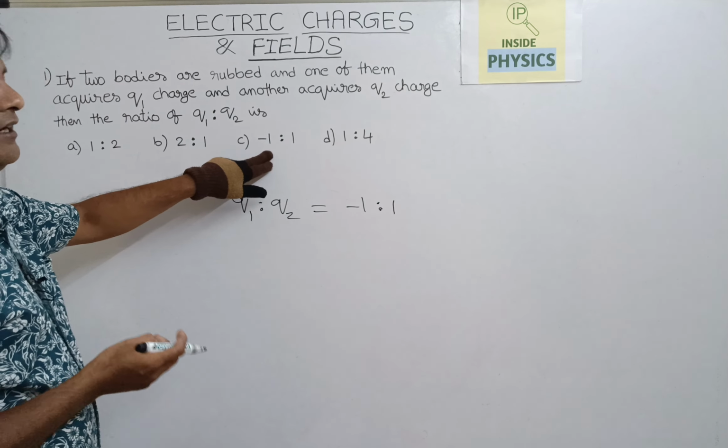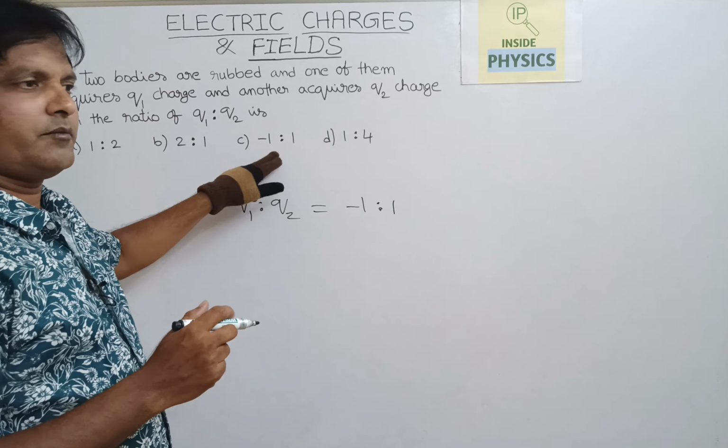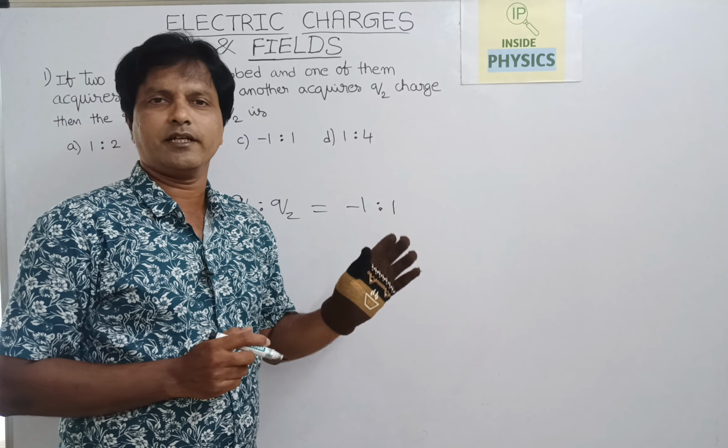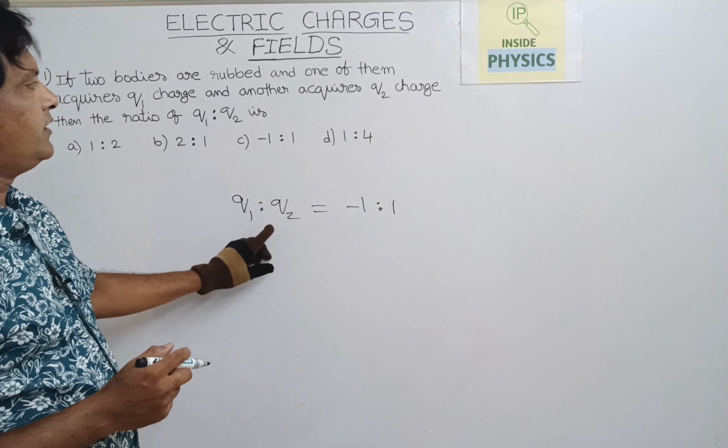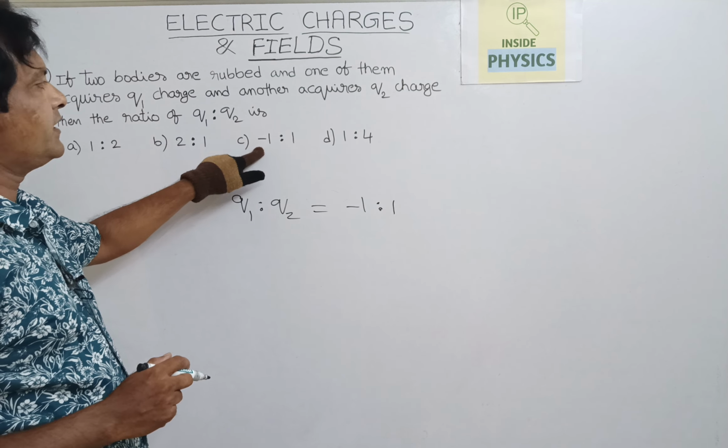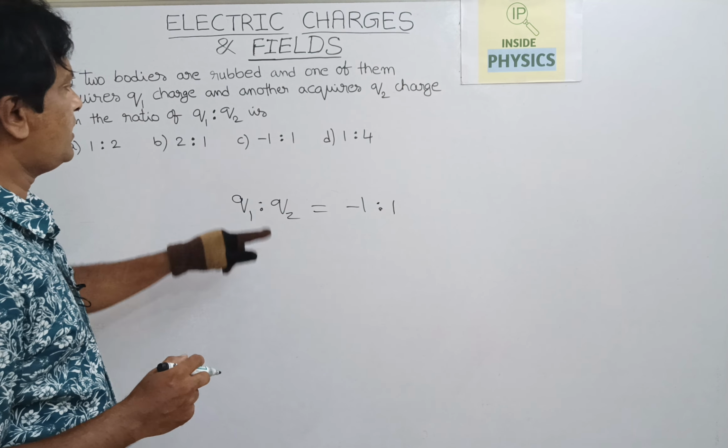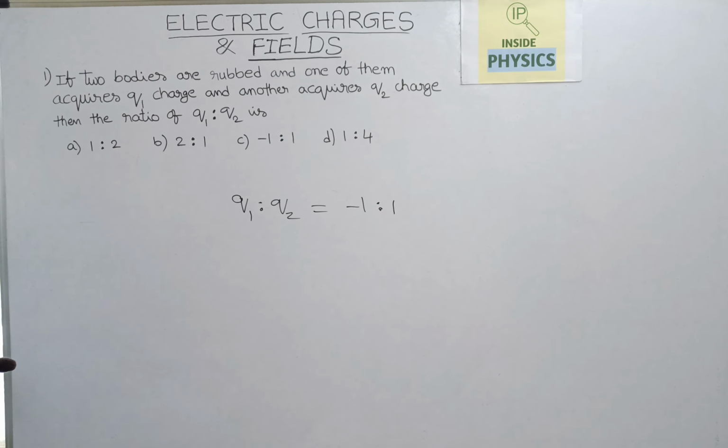Both have the same magnitude of charge, because the number of electrons transferred from one body to another is the same, and the polarity is different: this is negative, this is positive. So the answer here is C.